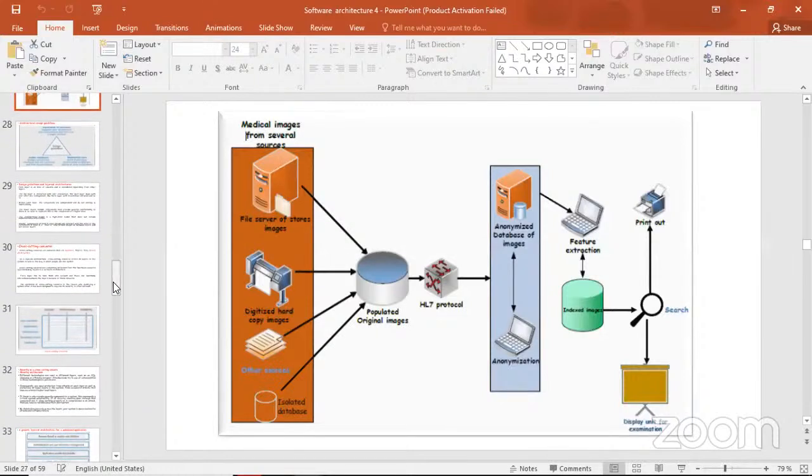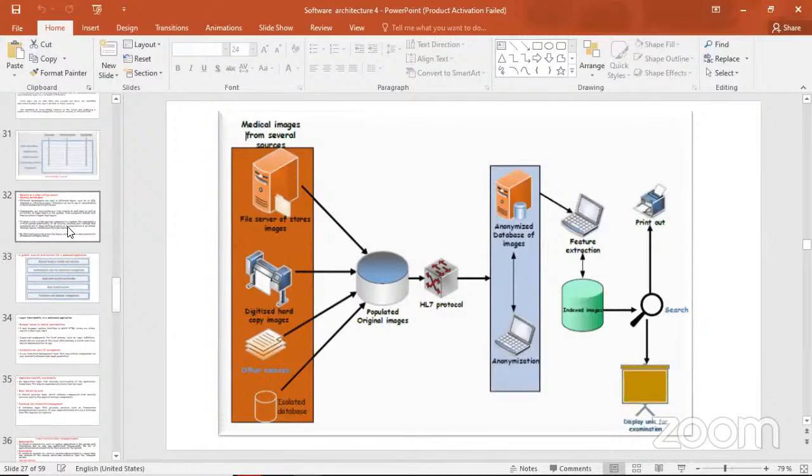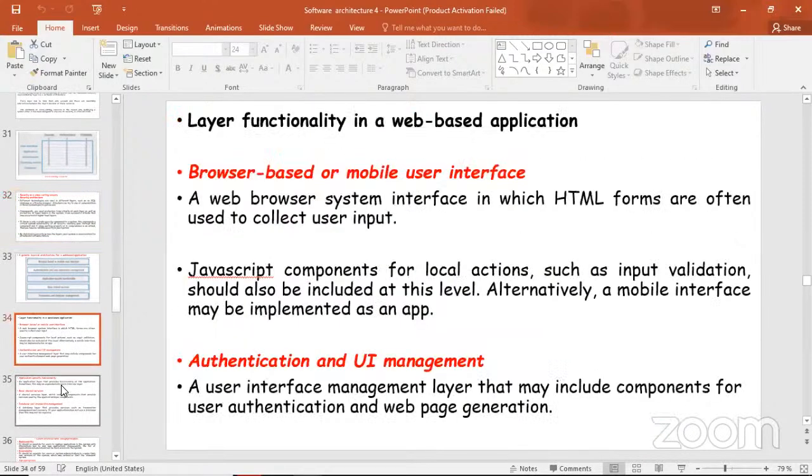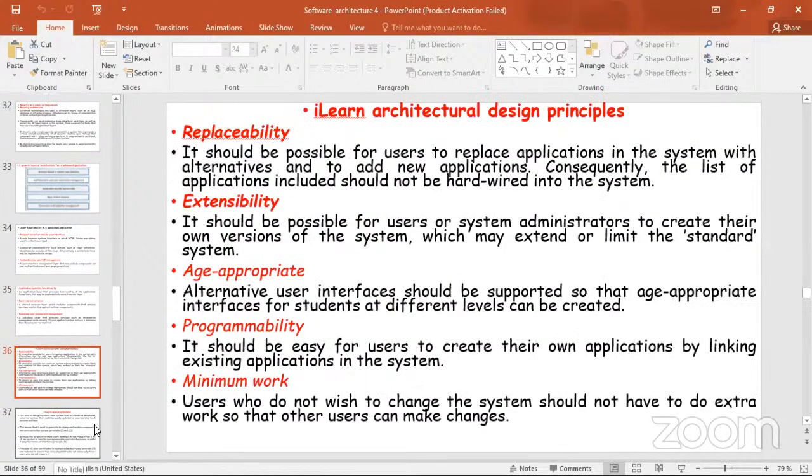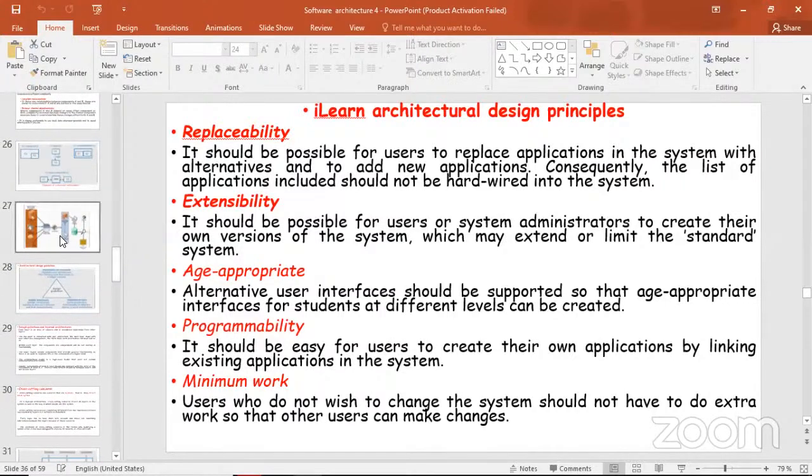So this is the assignment given, right? And we expect that you use the design principles to analyze that architecture, and you, of course, write about 2 to 3 pages, right? You get that done.